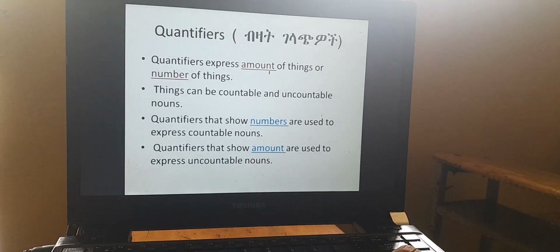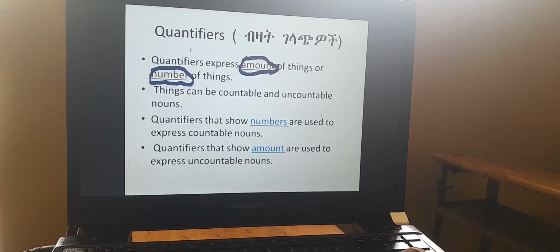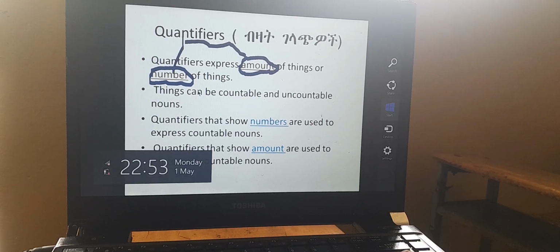So, quantifiers. As you can see, quantifiers express the amount of things or the number of things. Using quantifiers, we can express mainly two things: the number of things and the amount of things. So quantifiers are very important for expressing amount and number.